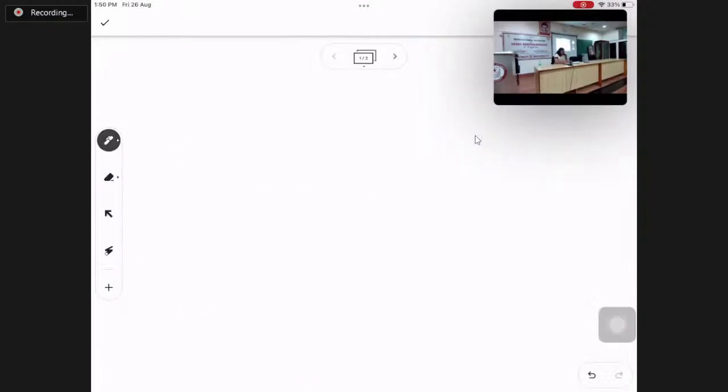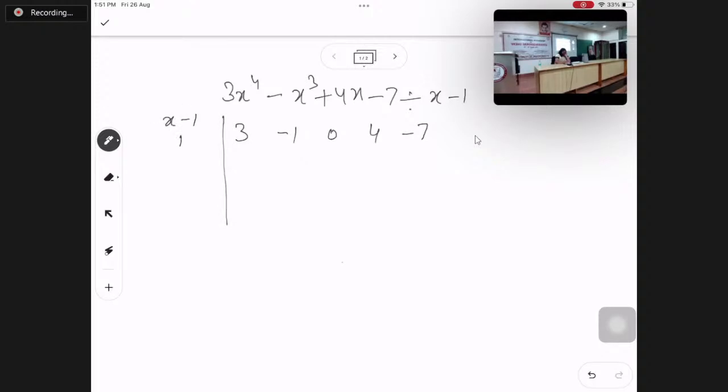Now suppose we have 3x4 minus x cube plus 4x minus 7. You divide it by x minus 1. Can you tell me the remainder? The coefficients in the decreasing order? 3, minus 1, 0, 4, minus 7. Good. So it means you are understanding. So x minus 1, so you have minus 1, so it is plus 1.